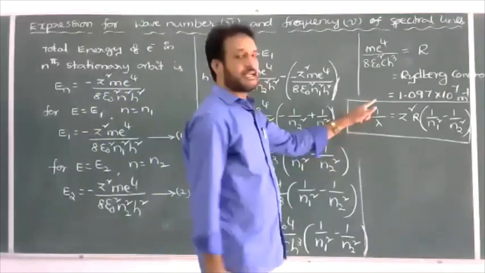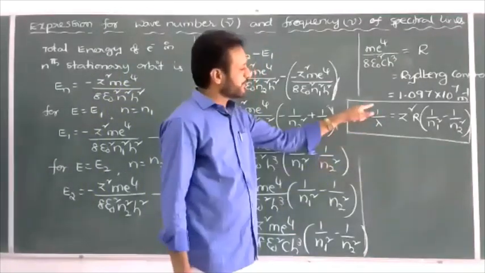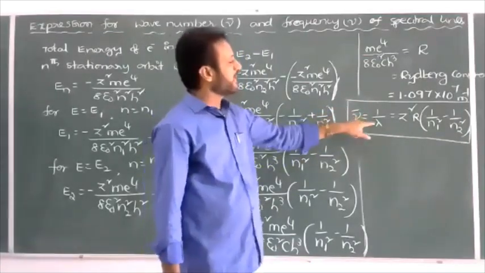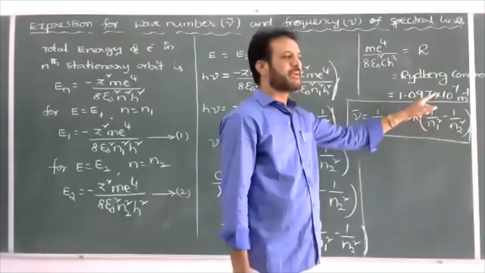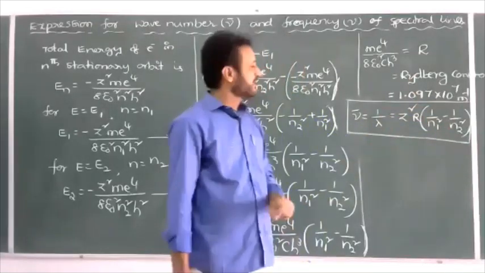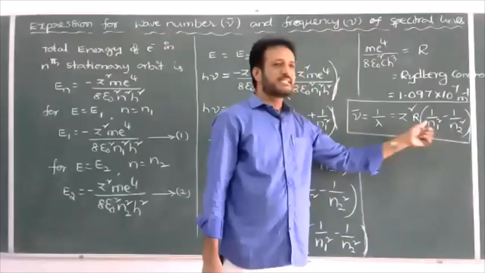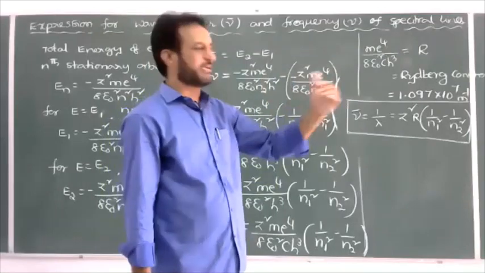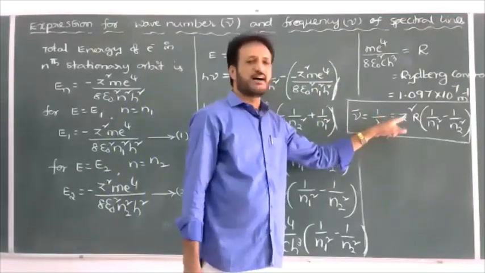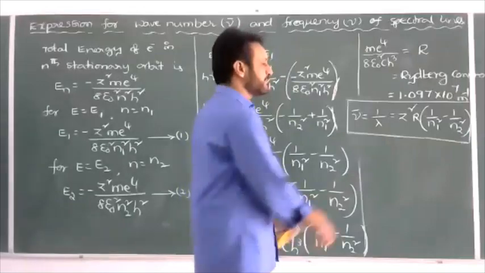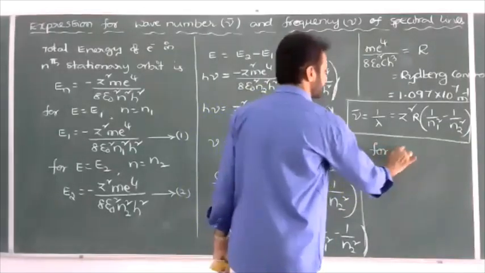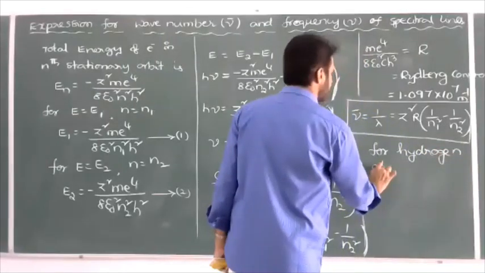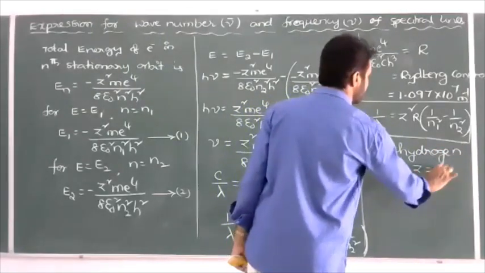The number of spectral lines present per unit length, or the reciprocal of the wavelength of the spectral line, is also called wave number. Therefore 1 by lambda is equal to z square R into 1 by n1 square minus 1 by n2 square, where n1 is the principal quantum number of the lower orbit, n2 is the principal quantum number of the higher orbit, z is the atomic number, and R is the Rydberg constant. For example, if a hydrogen atom is asked, then put z is equal to 1. For a hydrogen atom, we can put atomic number z is equal to 1.